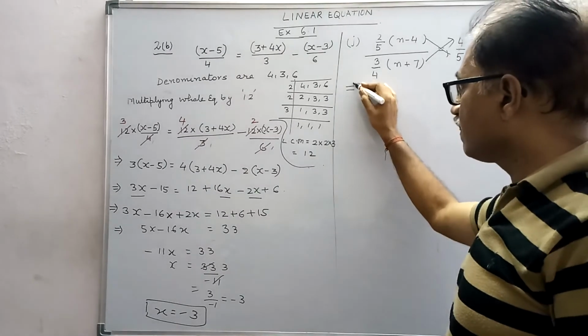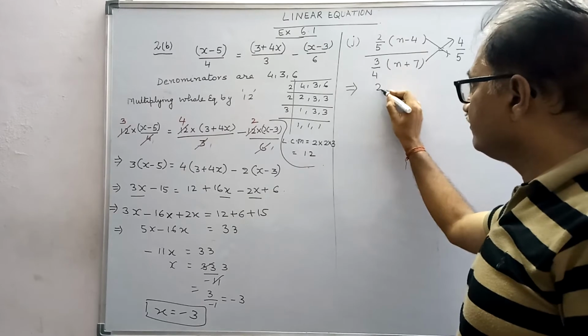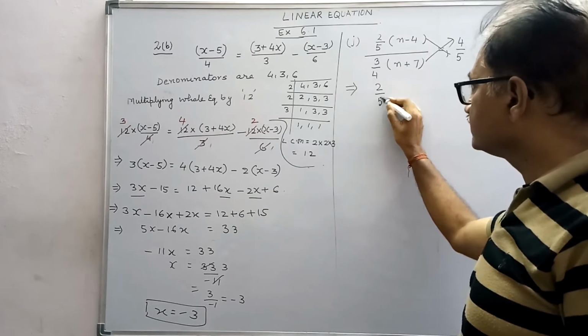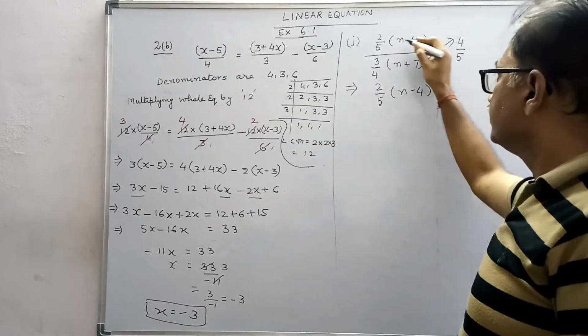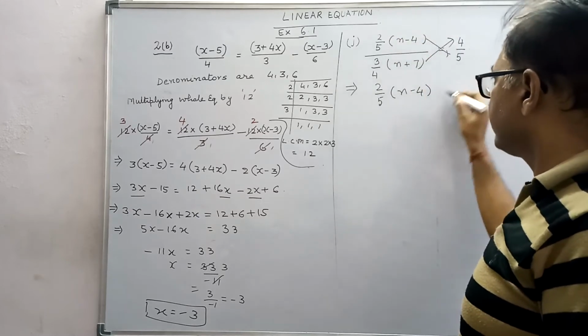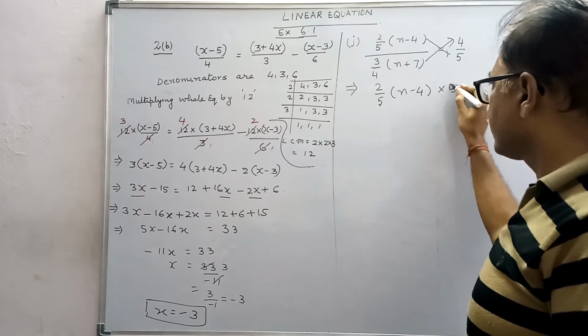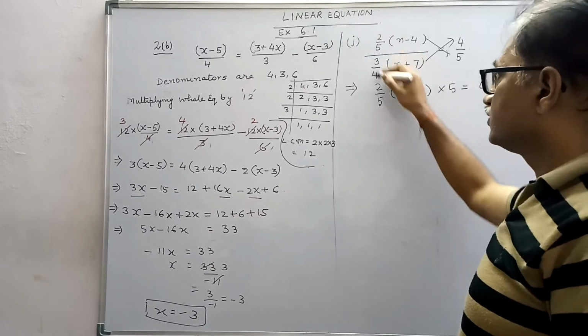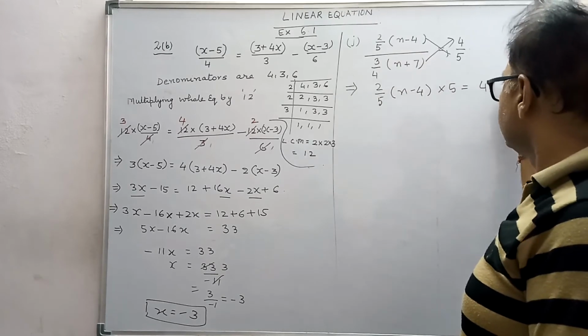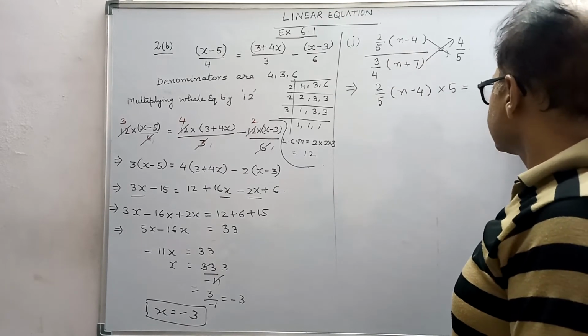This implies 2 upon 5 into n minus 4. This whole expression will be multiplied by 5 into 5, is equal to 4 into 3 upon 4, bracket n plus 7.